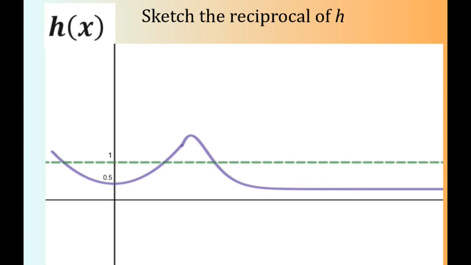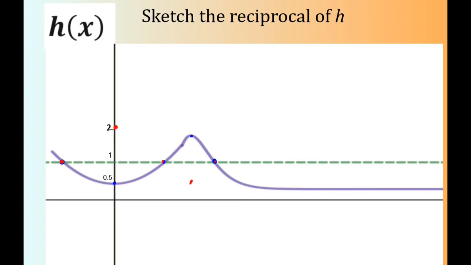Now for the undefined function h of x. Here we're just going to sketch the reciprocal. Let's take individual points. Here y equals 1, so the reciprocal is 1. Then we have y equals 0.5, so the reciprocal is 2. Then once again y equals 1, the reciprocal is 1. Then y is approximately 2, so the reciprocal is a half. Y equals 1, the reciprocal is 1.